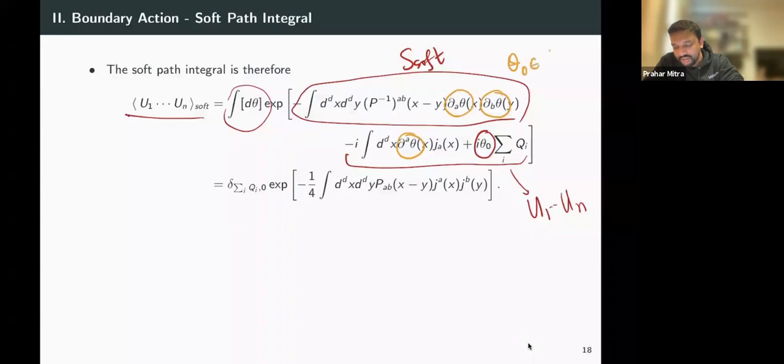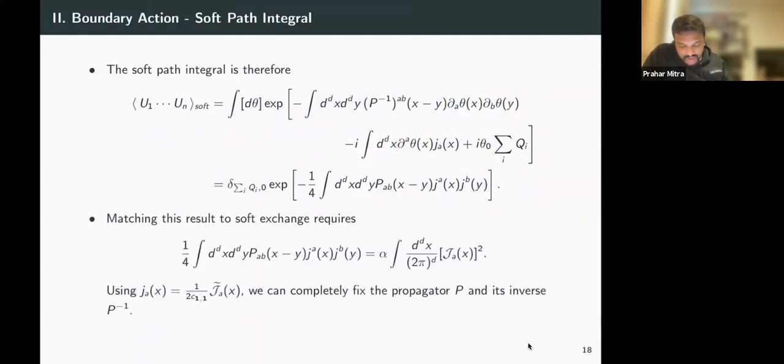So theta naught lives from 0 to 2 pi. So it's a compact integral. So you just get a Kronecker delta function for charge conservation. And then you get this factor, which is just the J P inverse P, or J P inverse J. Now, in order to match the result to our soft exchange, we need this. Remember, this entire factor has to match to e to the minus gamma. And this is gamma over here.